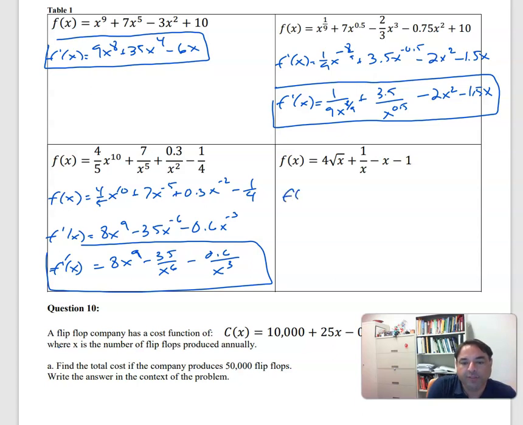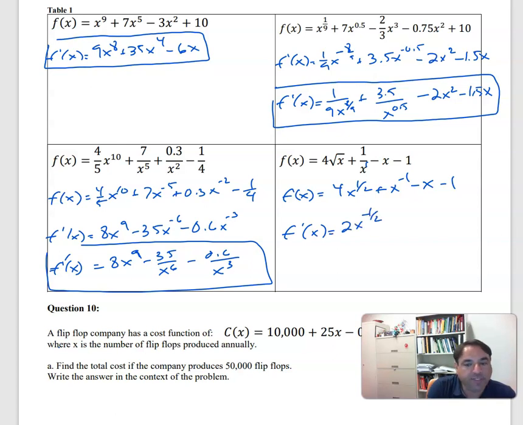Okay. And then our last one, again, we want to go ahead and rewrite it. So when I rewrite, there's no prime, it's just rewriting it. Instead of square root of x, that's x to the 1/2, so that's 4x to the 1/2. Plus, this is x, 1 over x to the 1. When it goes up, it's x to the negative 1, minus x minus 1.